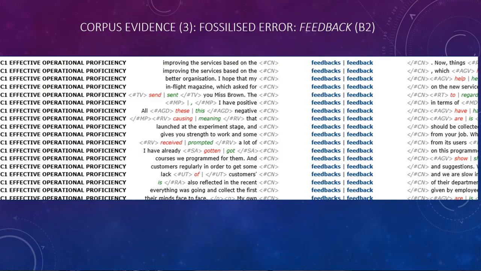Other errors in the question of countable and non-countable nouns come with words which are probably learnt later than a word such as information. On this screen, we see an example of the word feedback, which again is an uncountable noun in English. And here we have examples of learners using it again in the plural, mistakenly.